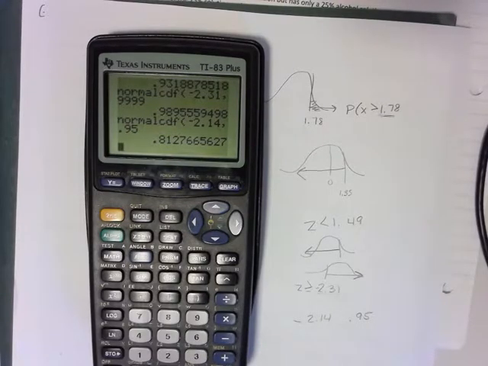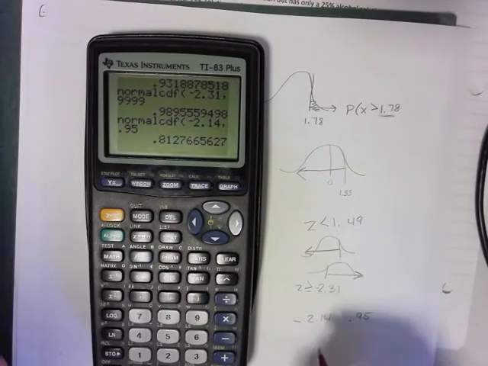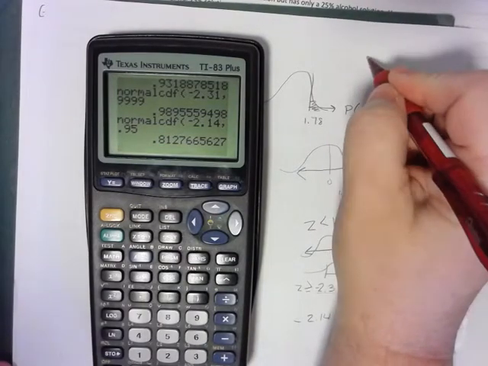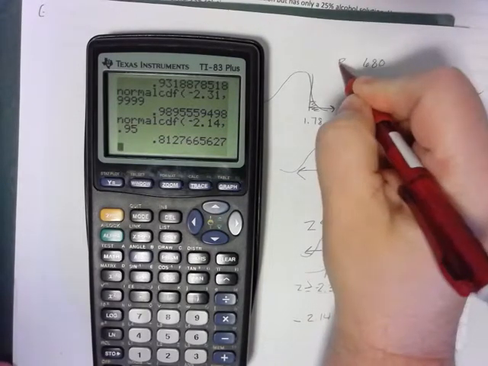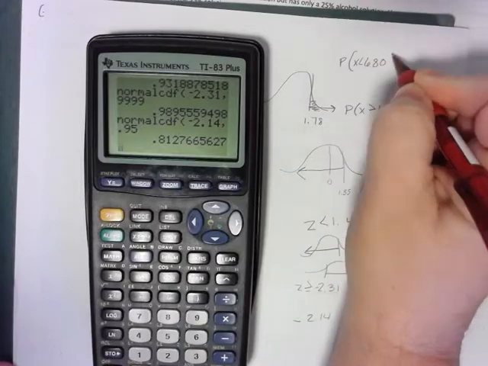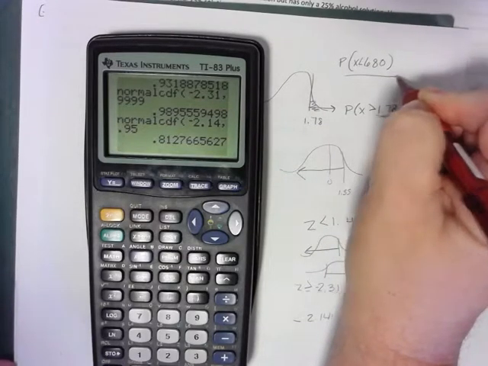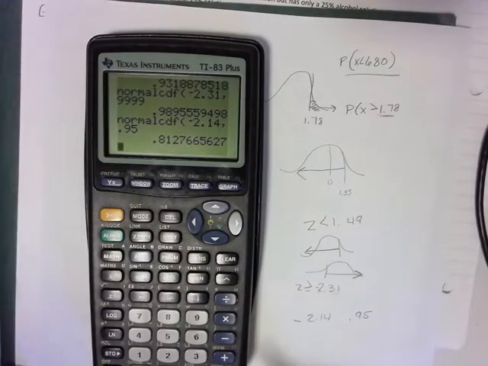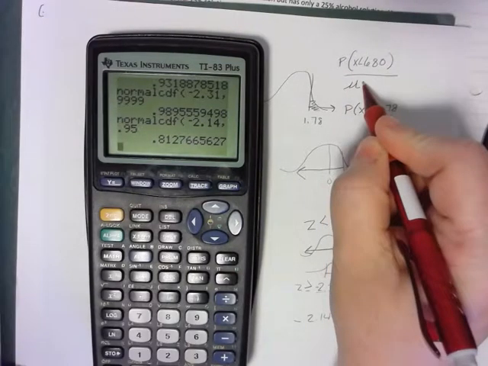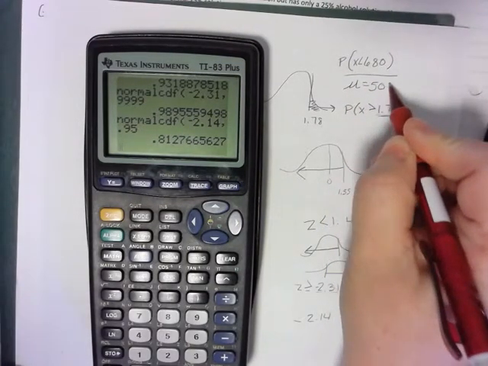So now I'm going to do the visualization of the normal curve example. They want to know what percent of all SAT scores are below 680. They give us a mu of 500 and a standard deviation of 100.